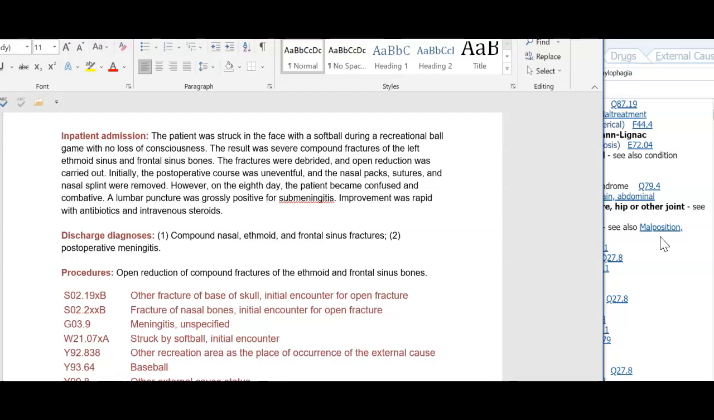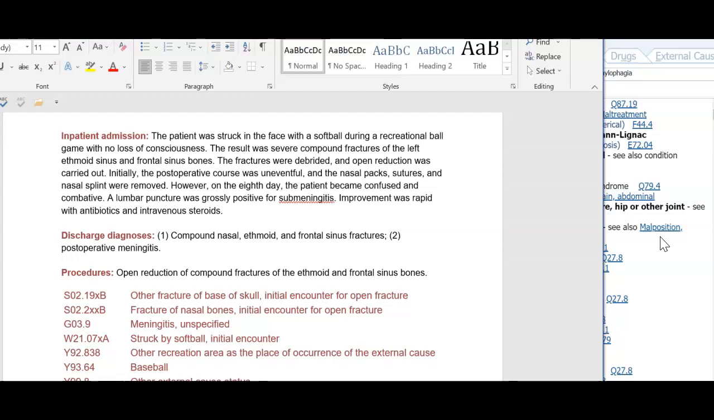Let's do a quick review over the injury section. A couple of good points to remember is your seventh character. It's really important in the injury section because we have the initial encounter, which is A for seventh character, D, which is subsequent, and S is sequela. Remember when coding multiple injuries, you always sequence the one that is the most severe. That one always comes first.